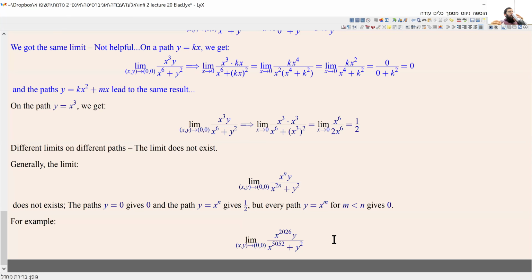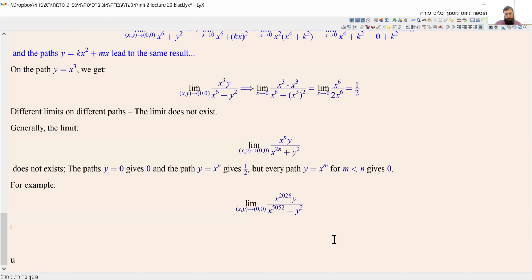Any questions about that? Okay. So, how do we show that the limit exists?